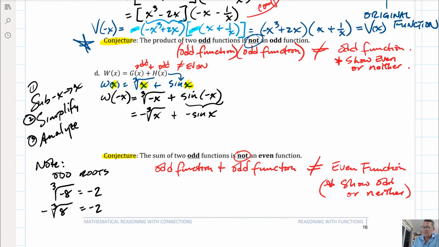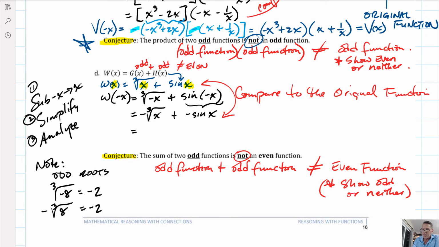Okay? So these are equal, and then notice they're both negative, okay? And notice that they're both the opposite of the original function. So you got to compare. Again, you always compare to the original function. Okay? And notice that both of the parts of the function here, like the cube root function, now we see negative cube root of x. Sine of negative x, negative sine x. So it's the opposite of it. So this is the opposite of what we started with, which is the cube root of x plus sine of x, which we call, just in general, w of x.